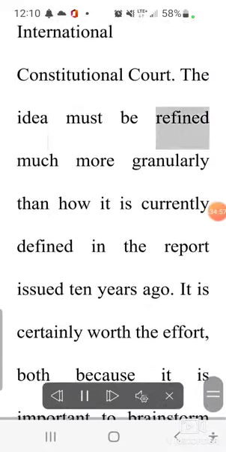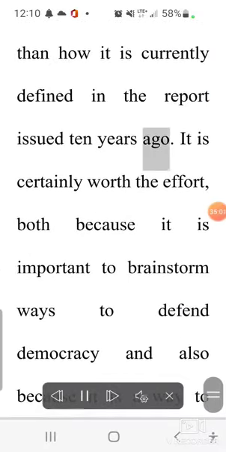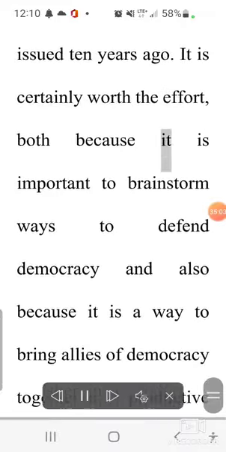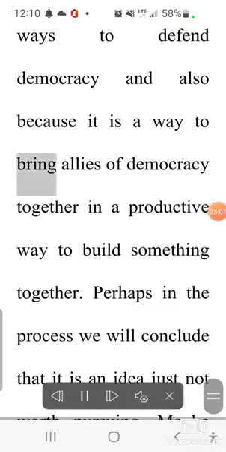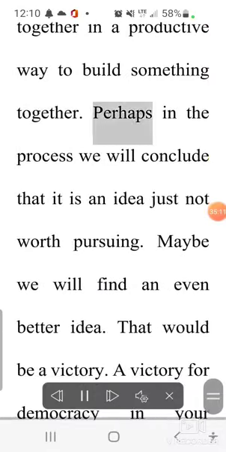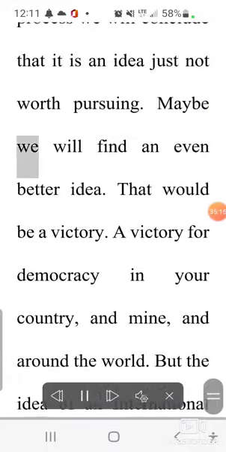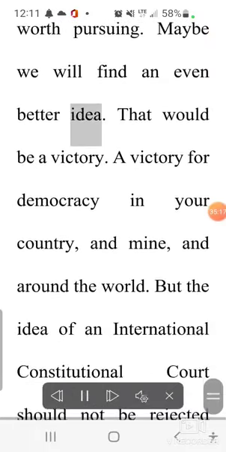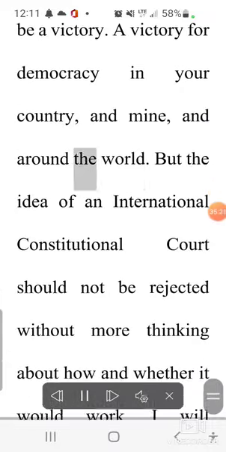The idea must be refined much more granularly than how it is currently defined in the report issued 10 years ago. It is certainly worth the effort, both because it is important to brainstorm ways to defend democracy and also because it is a way to bring allies of democracy together in a productive way to build something together. Perhaps in the process we will conclude that it is an idea just not worth pursuing. Maybe we will find an even better idea. That would be a victory. A victory for democracy in your country, and mine, and around the world.